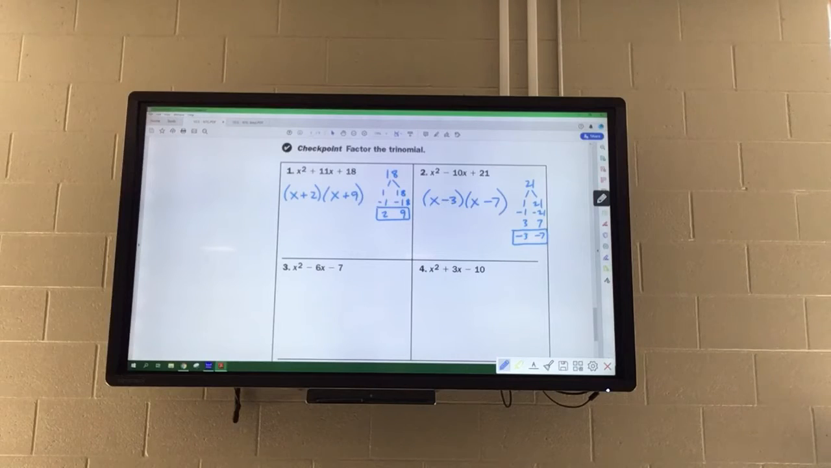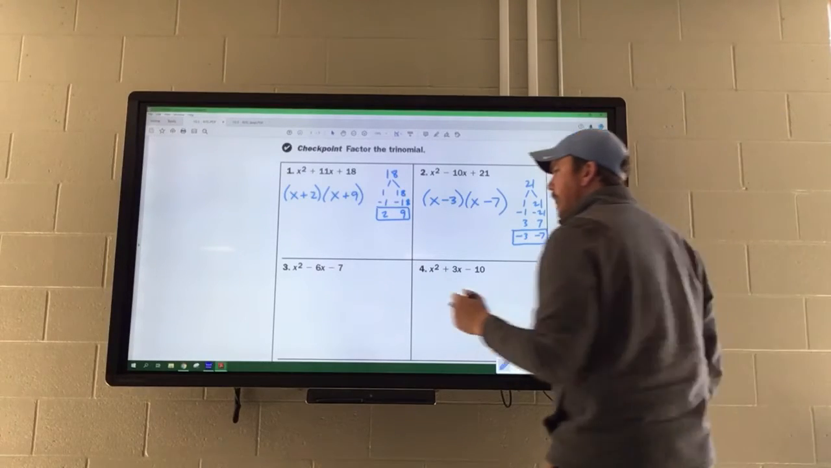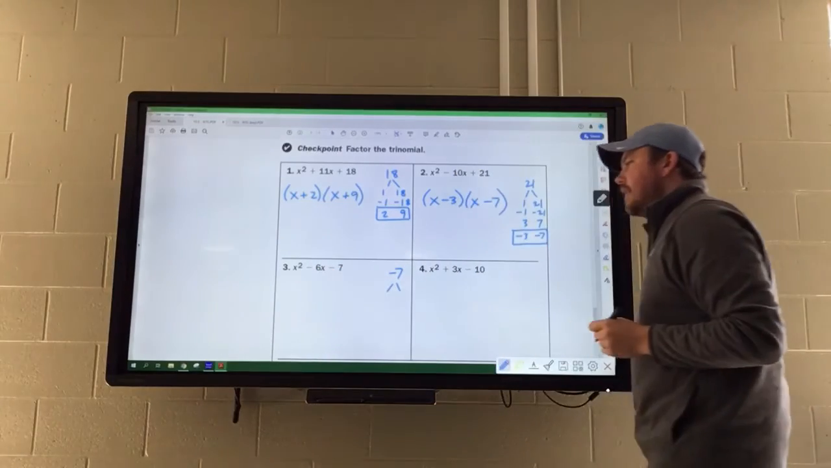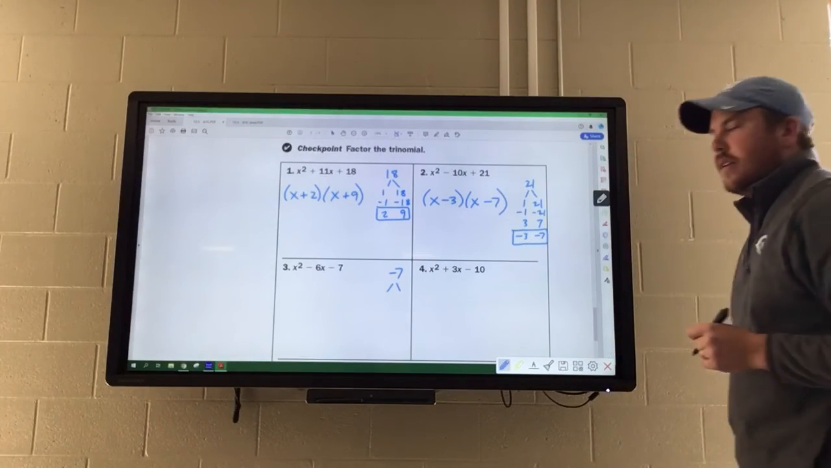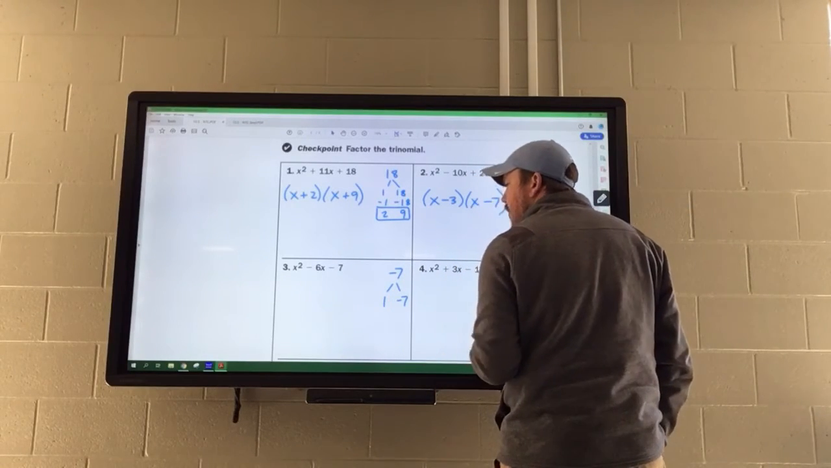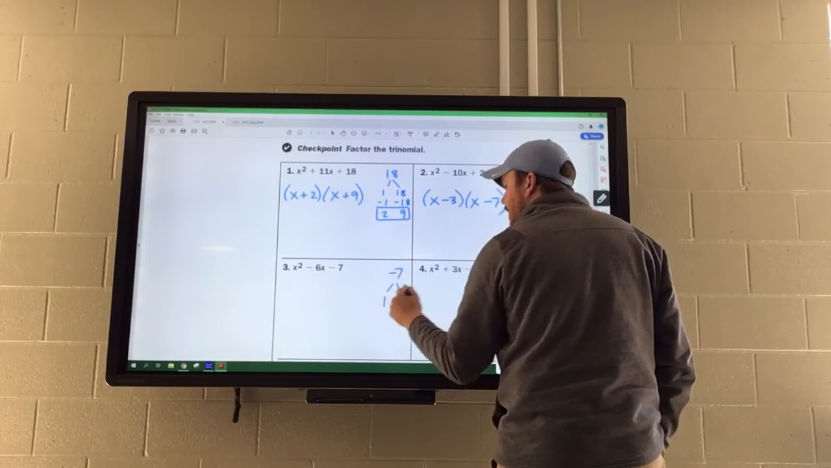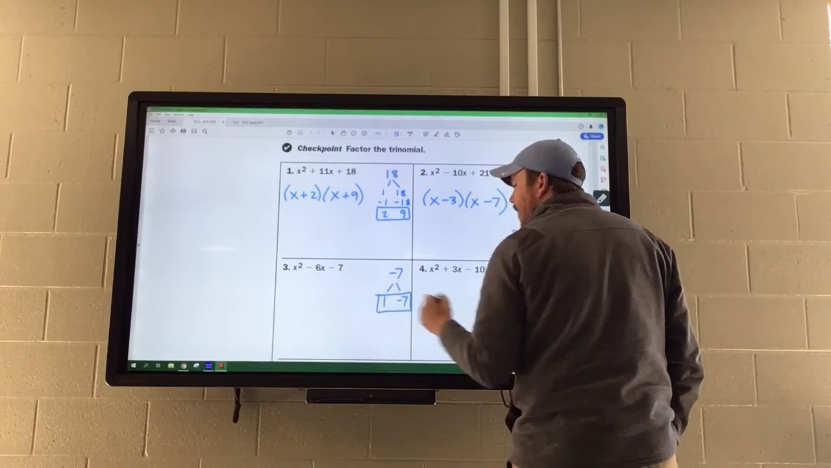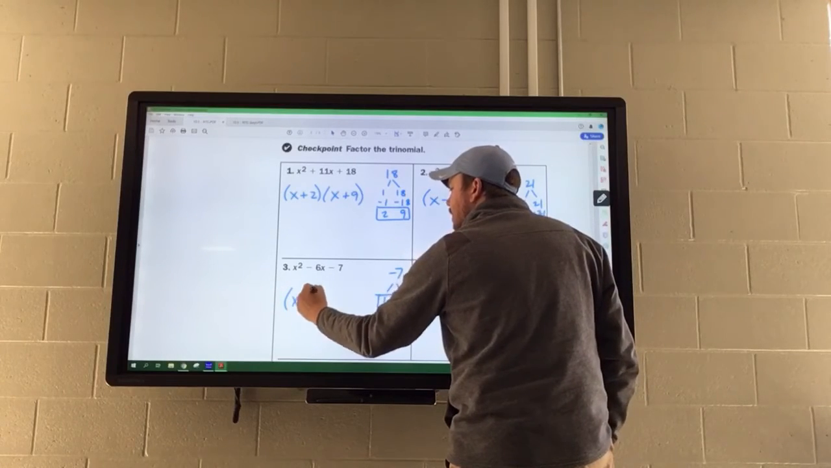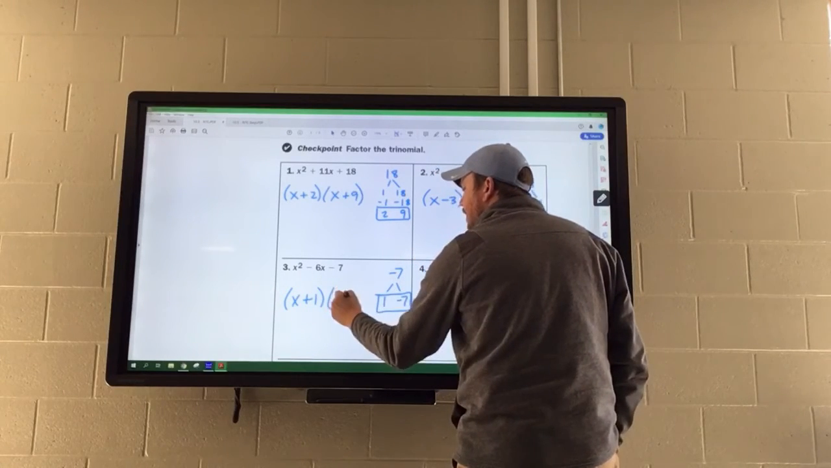Number 3. In this one, I need factors of negative 7 that add to negative 6. Well, to get to negative 7, I can do 1 times negative 7. And hey, would you look at that? 1 plus negative 7 is negative 6. So we already have our numbers we want. So we do x plus 1 and x minus 7.